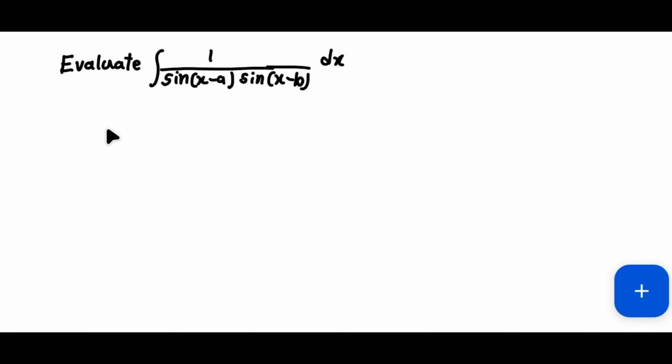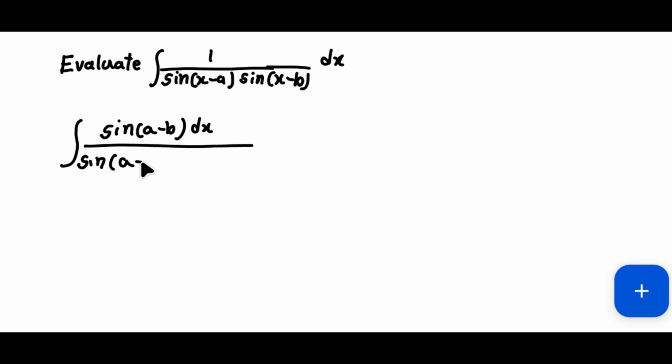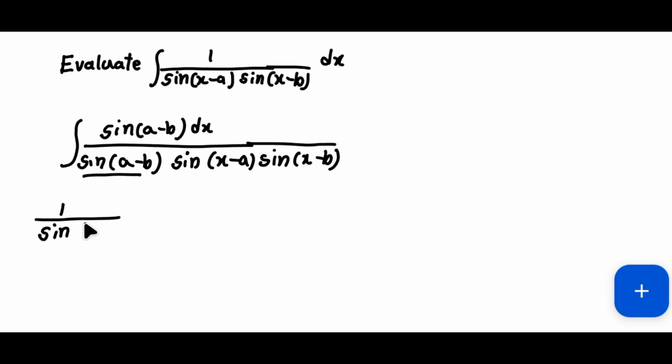First, you must do the process: multiply and divide by sine a minus b. I will multiply and divide by sine a minus b, completely. Now as it is, sine x minus a, sine x minus b. After that, write 1 by sine a minus b outside.